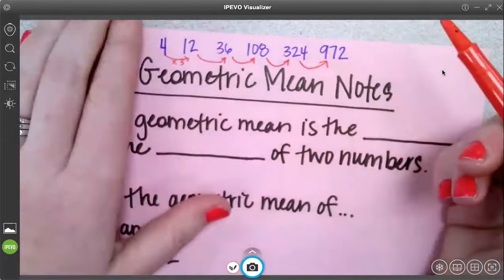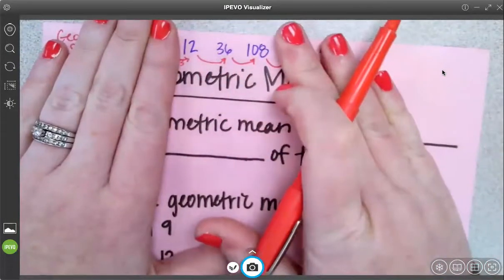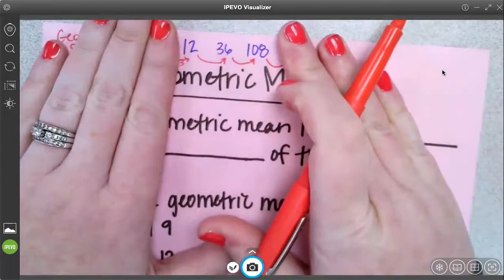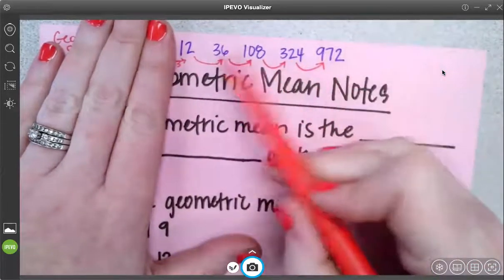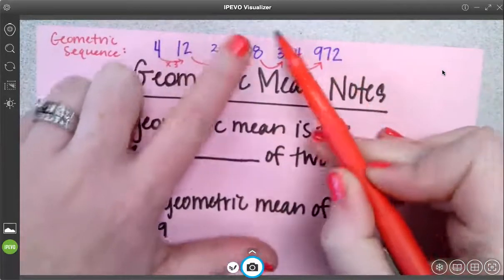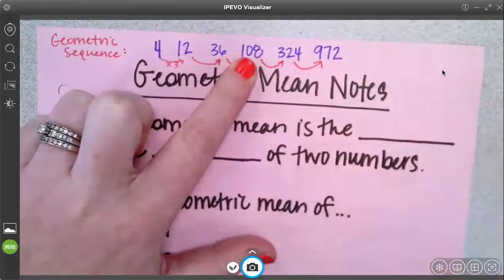Or the geometric mean between 12 and 108. Well, between 12 and 108 would be 36. Or between 12 and 972, right? These are the ends, jump in, 108 is the geometric mean between 12 and 972.